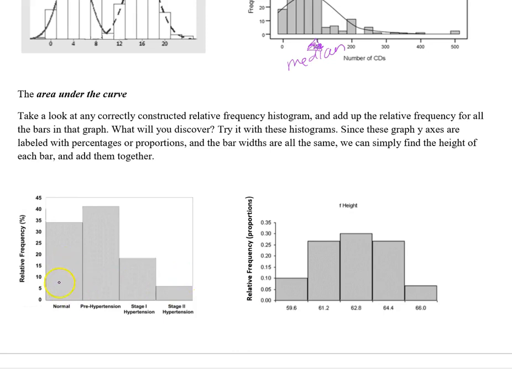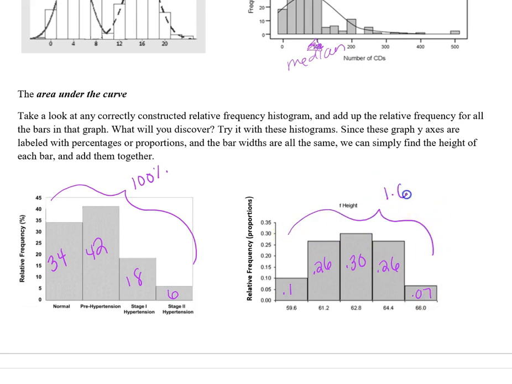If I had to approximate what percent this first bar is, I'd say maybe 34%. And then maybe this top bar is 42. Maybe this is 18. And then maybe this is like 6. If you were to add up each of those bars, it'll add to 100%. The next graph is in terms of our proportion, so everything's out of 1.0. So this one's 0.1, we'll say this one's 0.26, 0.30, 0.26, and maybe 0.07. If you add those up again, you would get 1.0.